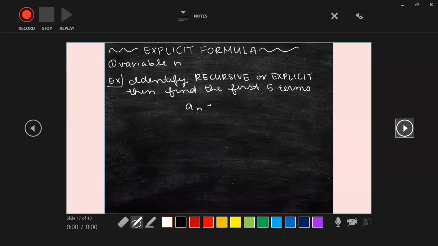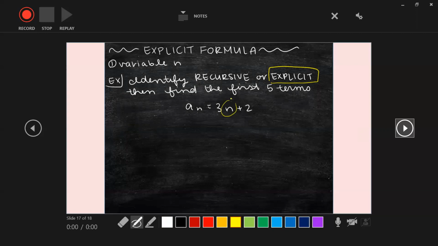What you are given is A sub n is equal to 3n plus 2. Is this recursive or explicit? I'm spoon feeding you. Explicit. So someone else tell me why it's explicit. Yeah, because it has n as a variable.